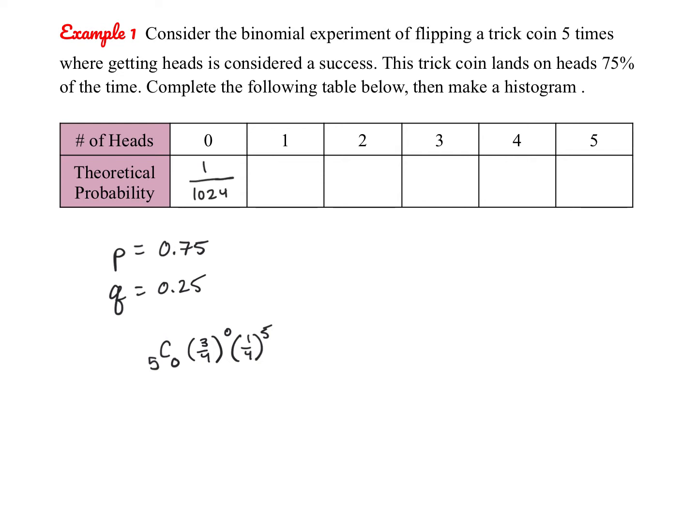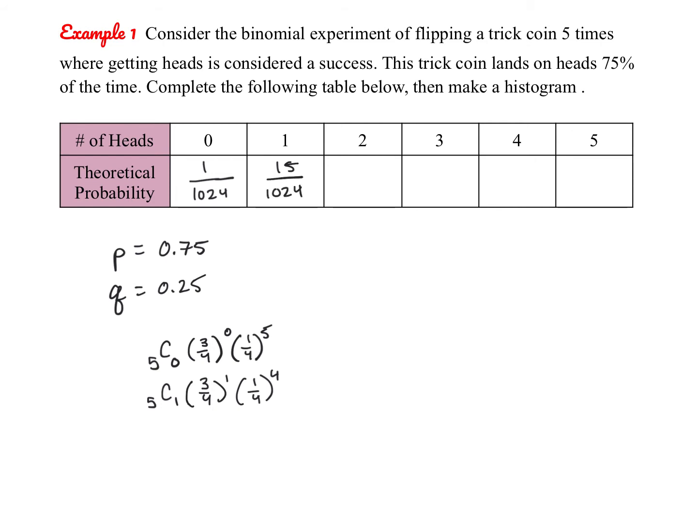Now for the next one, for the probability of flipping a 1, we would do 5 choose 1. So 5 flips, 1 favorable outcome. So then you do 3/4 to the power of 1, which means that for the other one, for failures, there are 4 failures, which is just 5 minus 1. So then you can plug this in and simplify, and you get 15 over 1,024.